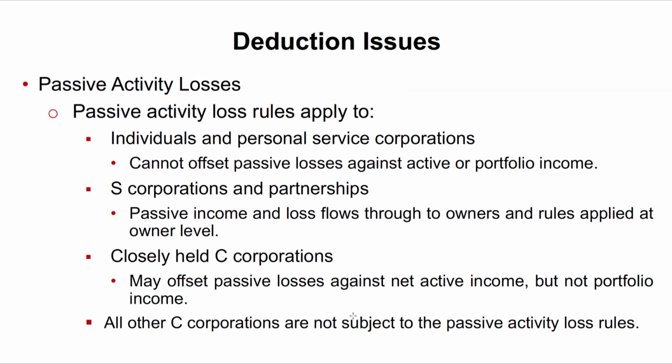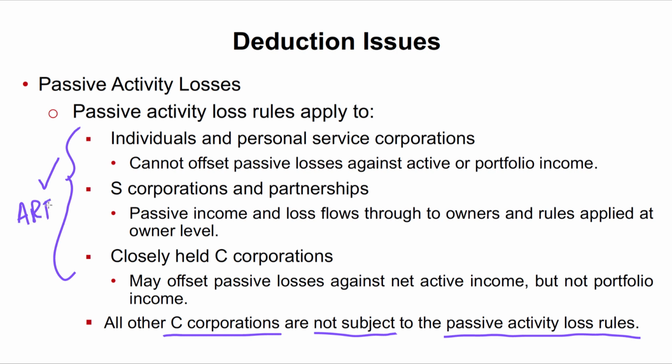Okay, passive activity loss rules. So you've all heard about the passive activity loss rules to get at tax shelters. Well, tax shelters didn't really involve corporations. So almost all corporations, specifically C corporations, are not subject to passive activity loss rules. Not subject to those rules. Now, of course, we know individuals, S corporations, partnerships, and closely held C corporations are subject. They are subject to the rules.